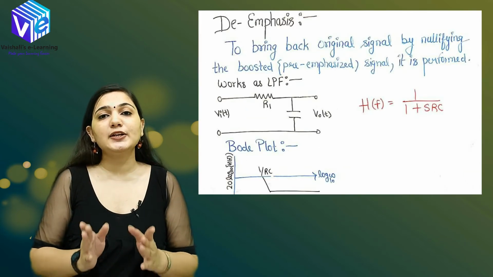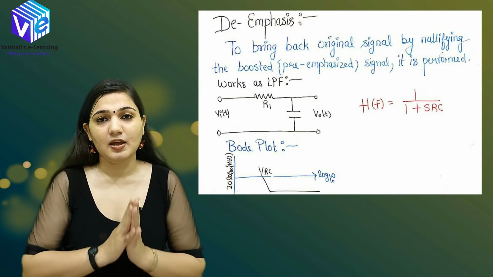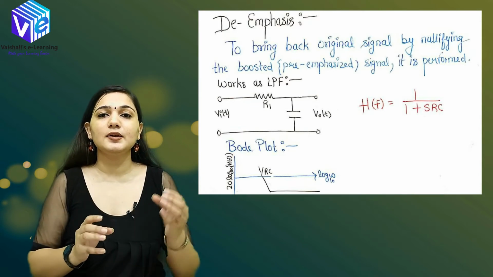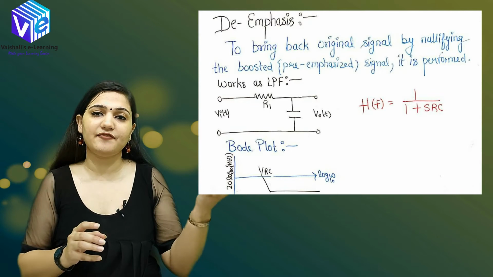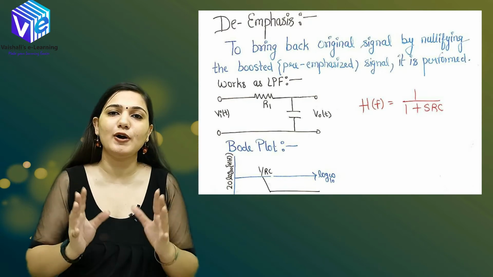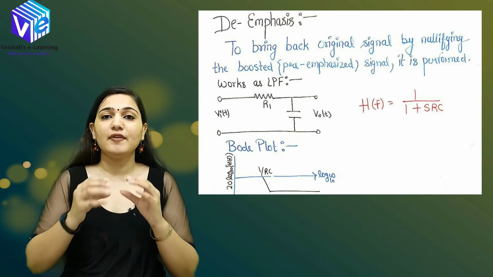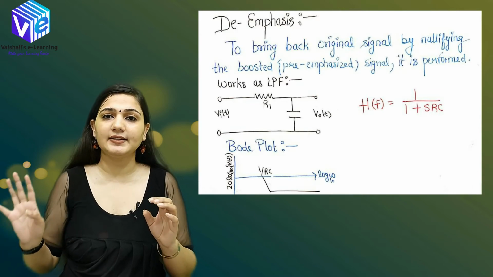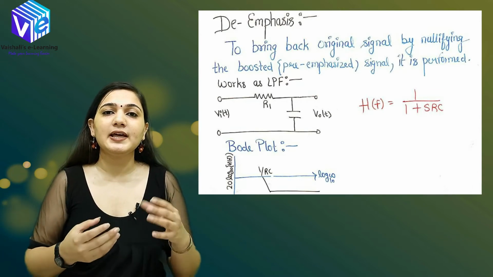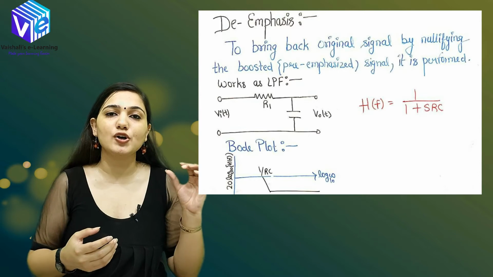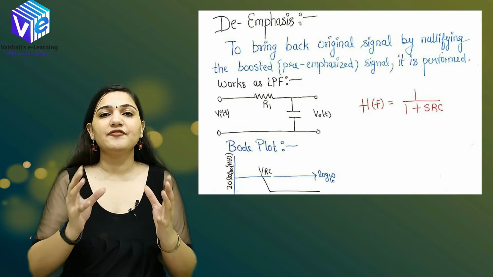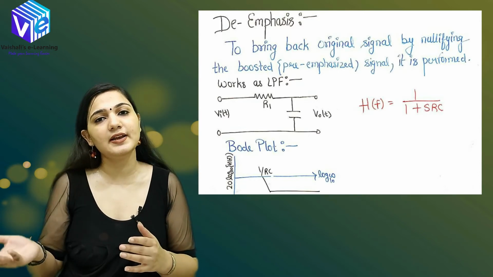Now coming to the de-emphasis. What happens in the de-emphasis? We are nullifying the effect of pre-emphasis. We don't want the boosted signal at the output. We want the real signal back at the output. So we nullify the effect that we have caused due to pre-emphasis. This is called de-emphasis.